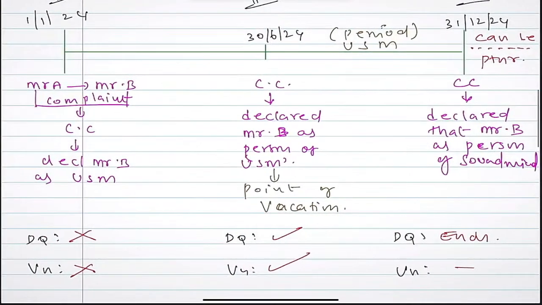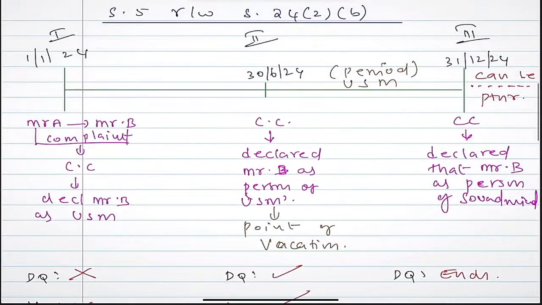And by the way, I forgot to tell you, between stage 1 and stage 2, disqualification and vacation. Disqualification is governed by section 5, vacation governed by section 24(2). Tell me, first situation, between 11/24 and 36/24, will there be any disqualification? No. So therefore, no vacation.